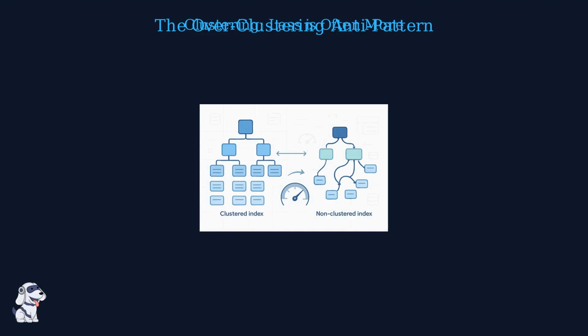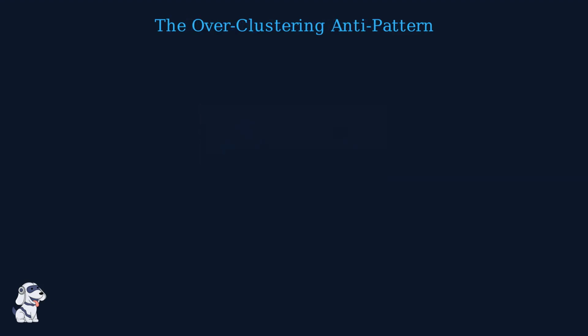This image shows why balance is key. Manual clustering should only be used if you can measure a direct, negative business impact on query latency. If your queries are fast enough, leave the data alone. Let Snowflake's intelligent automation handle the heavy lifting.